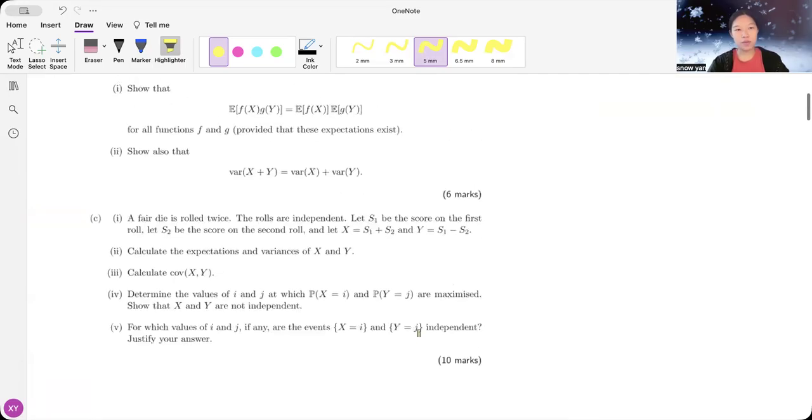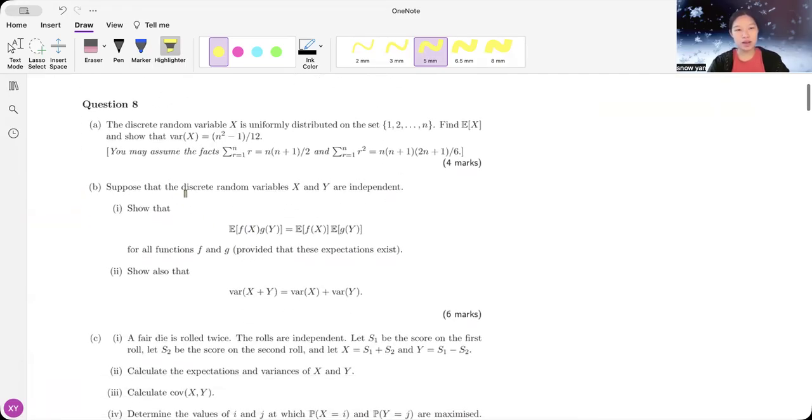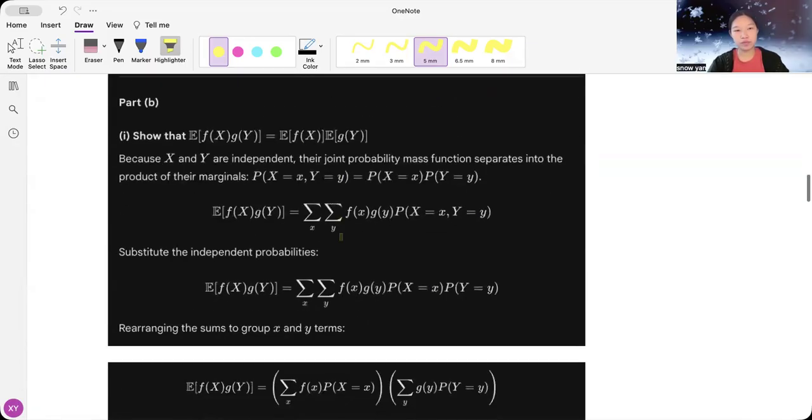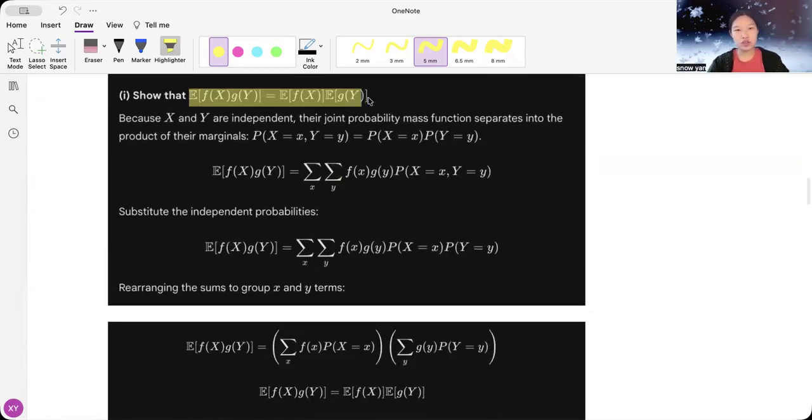And then for part B, we're asked to find, in the first part, that we're given X and Y are independent, show that this thing holds, right? E of f of X times g of Y is equal to E of f X times E of g Y. Gemini and I wrote this out. Since X and Y are independent, we can take the combined probability and break it down into two parts: P of X equals x, P of Y equals y is equal to the product of the two things.